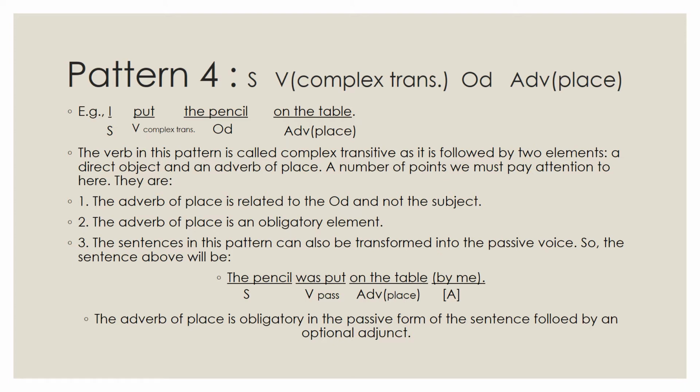If I ask you, the adverb of a place on the table is related to which element in the sentence? Is it related to the object or to the subject? Of course, you are going to answer and to say that it is related to the object. It complements the meaning of the object. Okay? And again, as we have explained in pattern number 1, the adverb of a place can be a simple adverb or it can be a prepositional phrase, as we see in the sentence. On the table, it is a prepositional phrase.